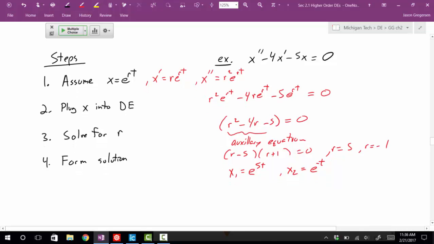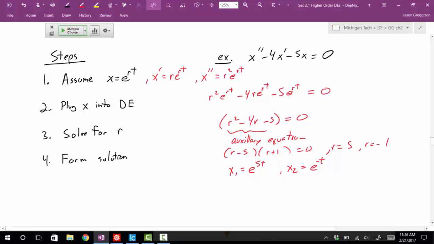Now really the next step is to say, are these solutions linearly independent? Well, to check to see if two things are linearly dependent, we're really just saying, are they multiples of each other? Can I take e to the 5t and multiply it by some number to get e to the negative t? I can't. So if those r values are different, the result will always be linearly independent. So that means my general solution is just going to be some constant times the first solution plus some constant times the second solution. And that is our general solution.